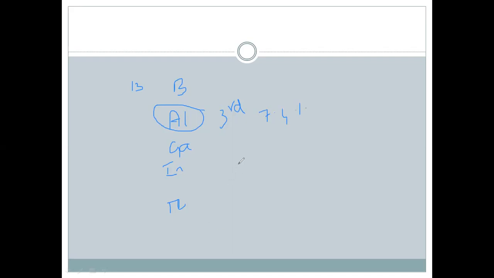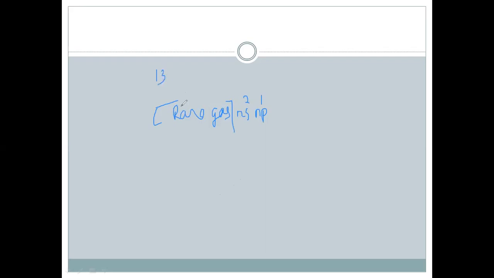Now, general electronic configuration. Noble gas core, ns is completely filled, so ns2, np1. Not for the entire P block element, only for the 13th group element. Remember this. This is the electronic configuration.